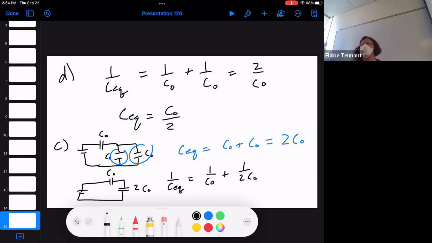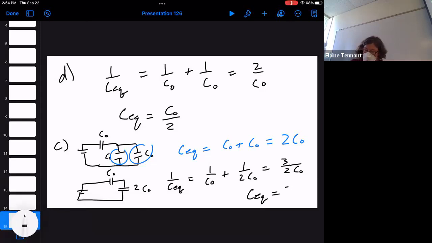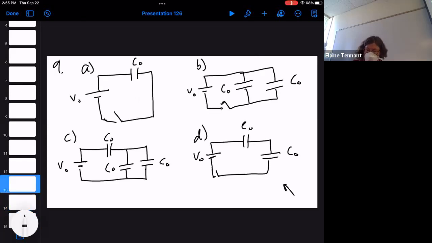1 1/2 or 3 halves? Okay, so we have 3 halves times C naught. And of course, we got to flip it at the end. So our C equivalent is 2/3 C naught, which, as you guys correctly told me, is more than 1/2 C naught. So yeah, C would be over there. Not as much as B, where B would just be 2 C naught, right? But more than just 1 C naught. That was a good problem. I like that problem.